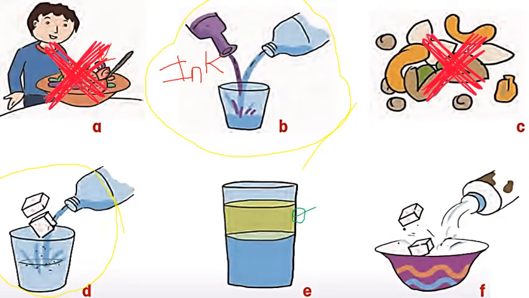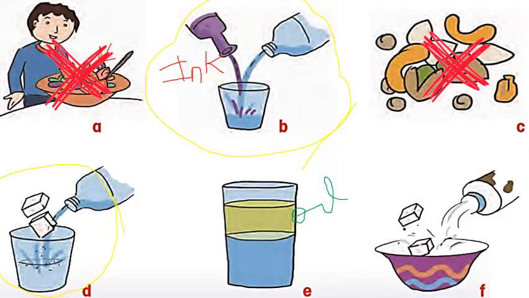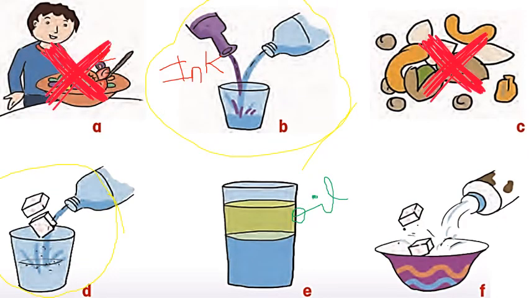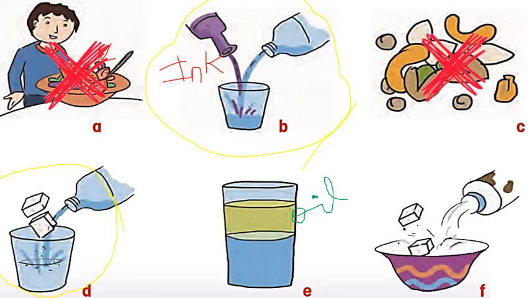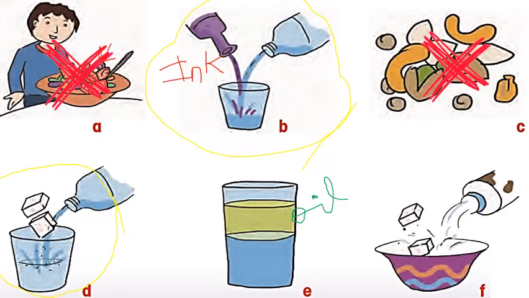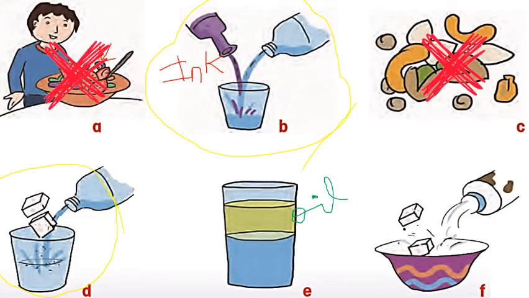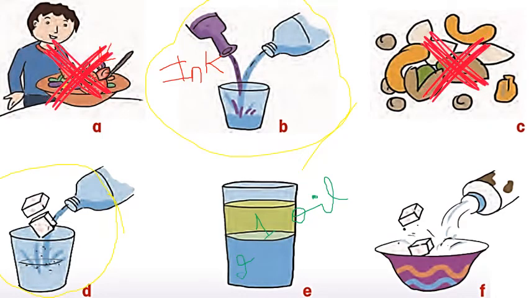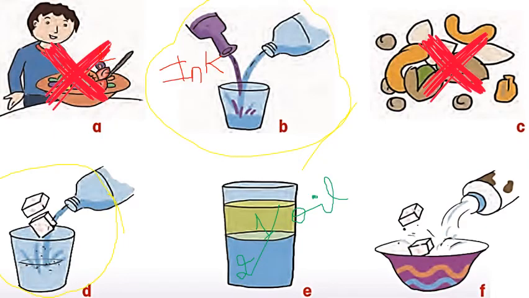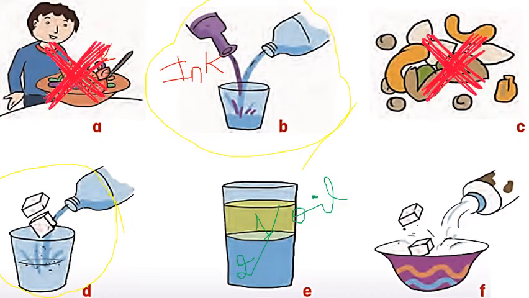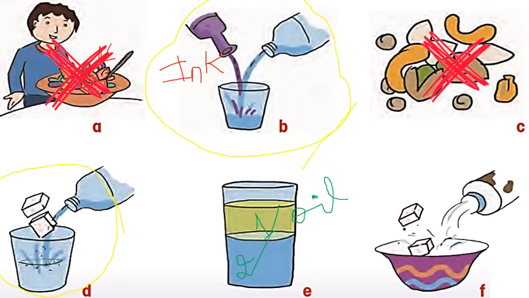Fifth solution now. We have some oil with water. Do you see a mixture with one phase, one color, or more than one color? More than one color, that's right. We have two colors. One, the color of oil. Two, the color of the water, right? So what is this? Is it a homogeneous or a heterogeneous mixture? Heterogeneous mixture. Let's cross it.